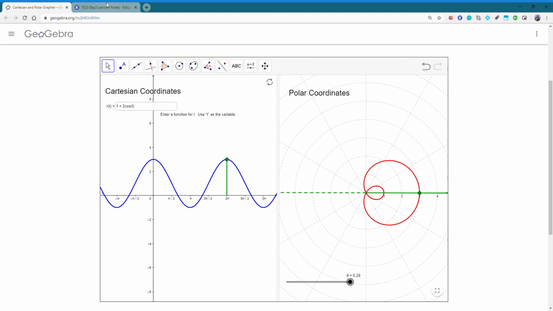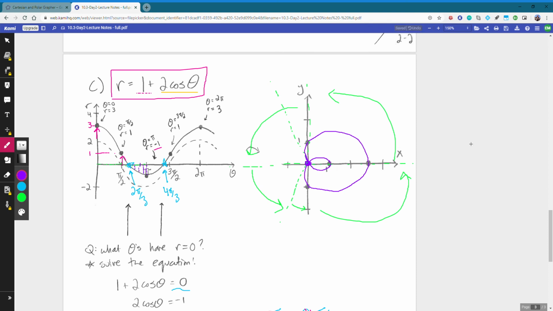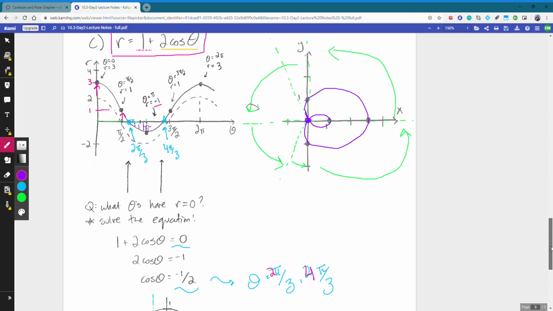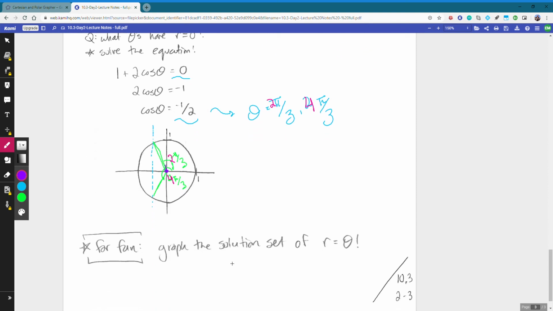All right, well, those are the 3 main ones for today. As an added bonus, graphing the solution set of r equals theta is a good time. I encourage you to play around with that for a moment.